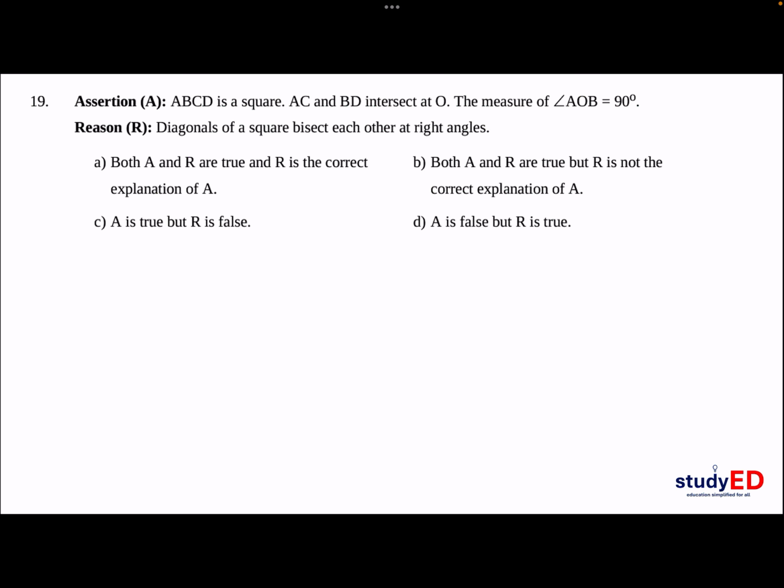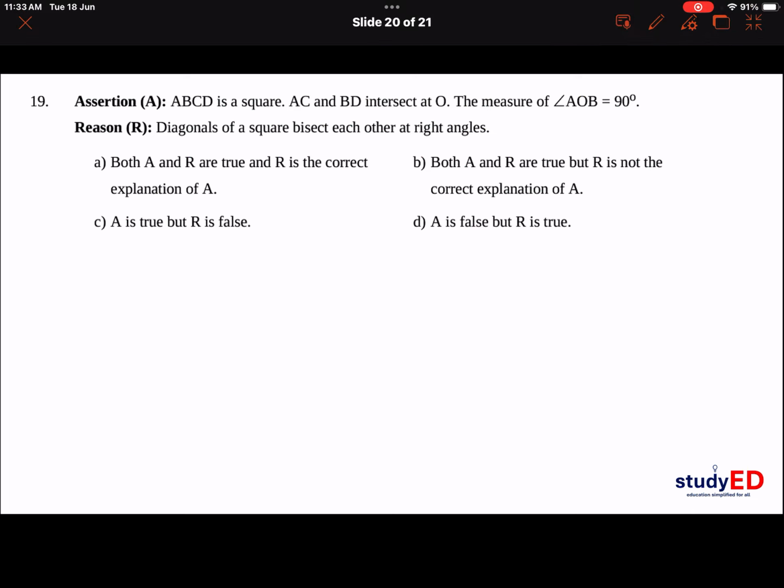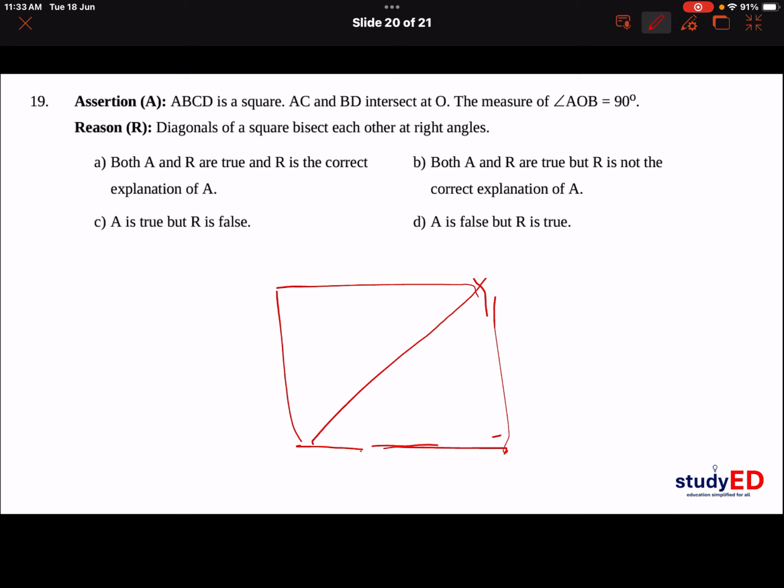19th question. ABCD is a square. AC and BD intersect at O. Measure of AOB is 90 degrees, and the reason is diagonals bisect each other at right angles. Very, very straightforward. It is directly correct. In any square, diagonals intersect at some point, and these angles are all 90. It is the property of it. So both A and R are true and R is the correct explanation of A. Since they bisect each other at right angles, the measure of AOB is 90.